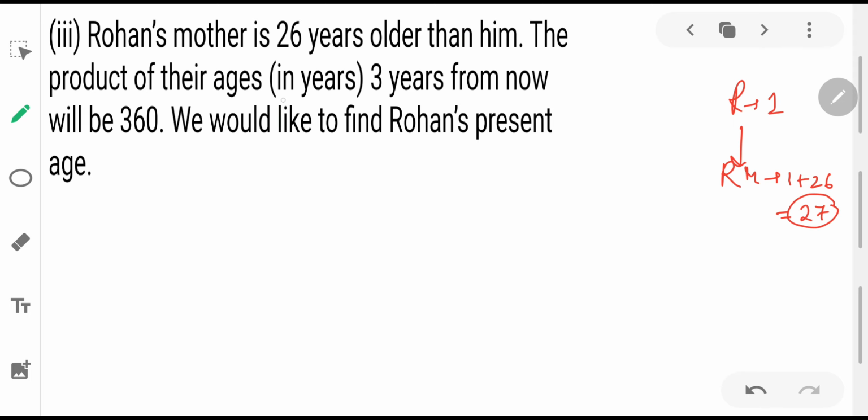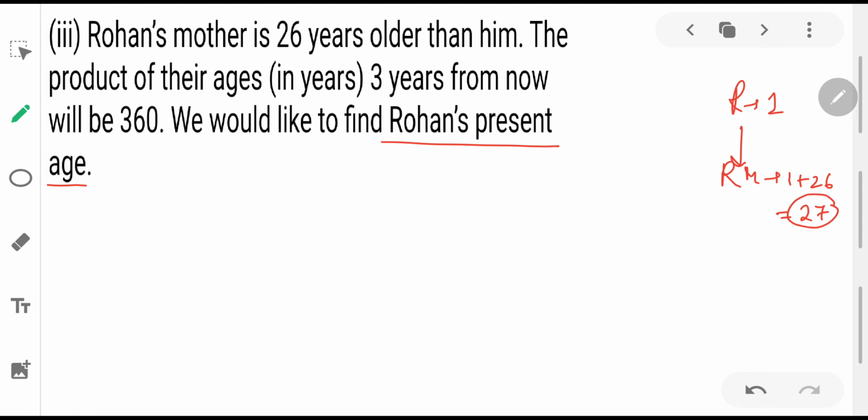The product of their ages, product means the multiplication of their ages, 3 years from now would be 360. That means if we multiply both of their ages after 3 years, we will get 360. We would like to find out Rohan's present age. So, what is the requirement? Our requirement is to find out Rohan's present age. Now, read the first line. Rohan's mother is 26 years older than him. That means Rohan's mother's age is compared to Rohan's age.